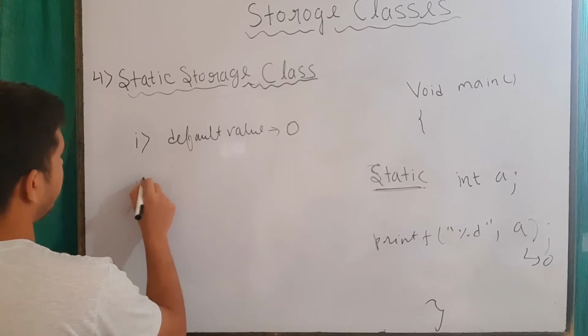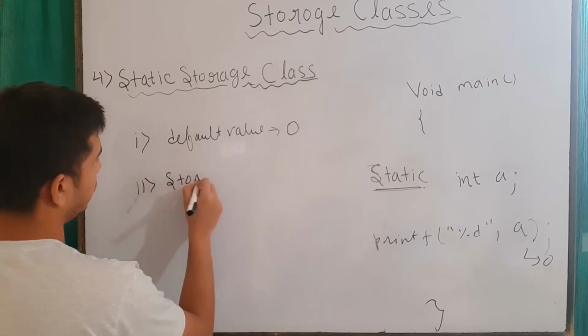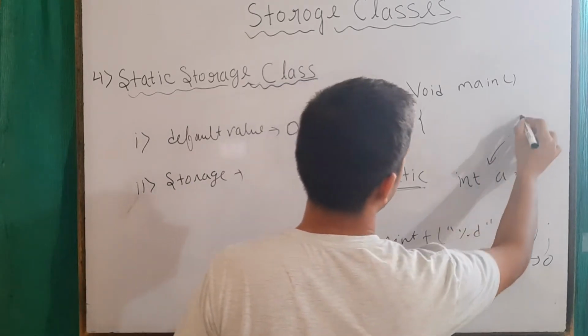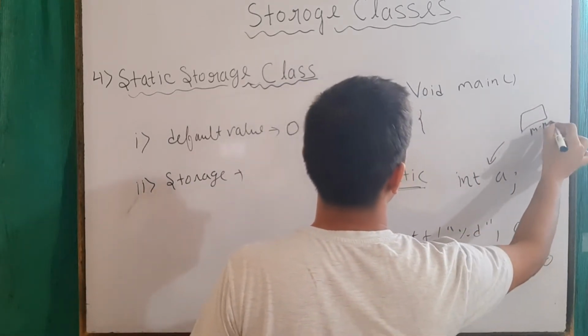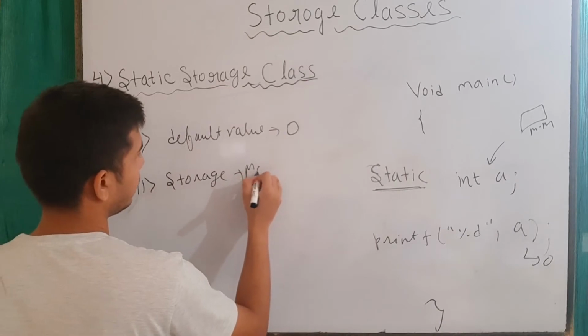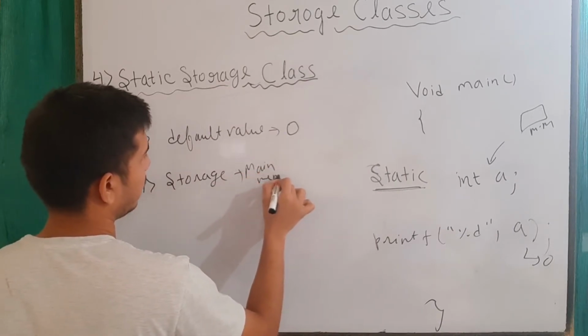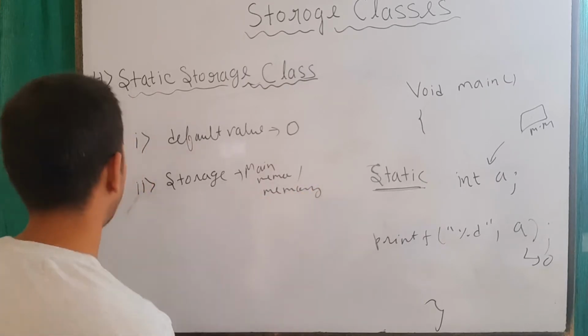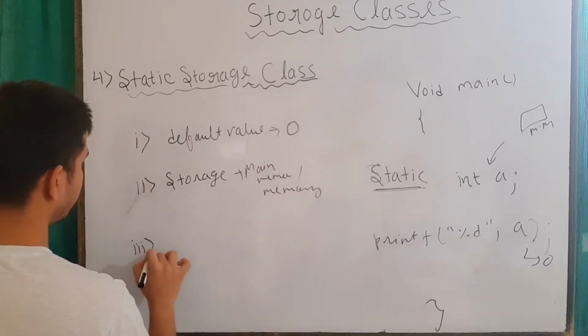The second thing we see is the storage. The variable will be located inside the main memory. So the storage type is main memory, or in simpler terms we just say memory, right? Now the third point is scope.